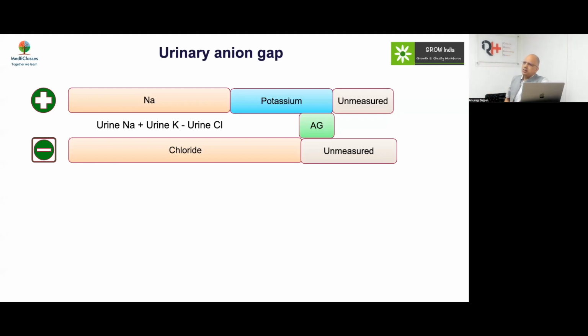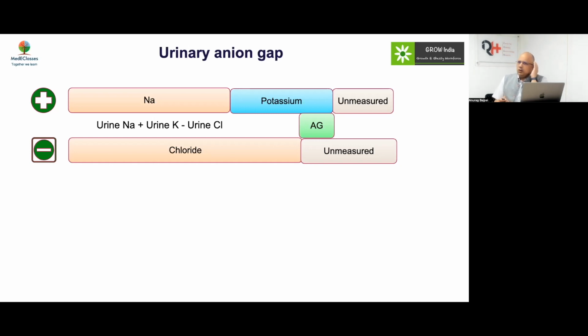So one method is the urinary anion gap. Again, the same thing, the difference between unmeasured negative versus measured negative, or if you say sodium plus potassium minus chloride, that's what really is meant by the urinary anion gap. Now, if your ammonium is high, what will happen to the urinary anion gap?